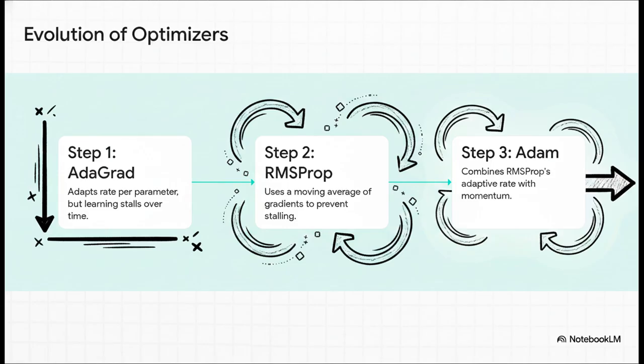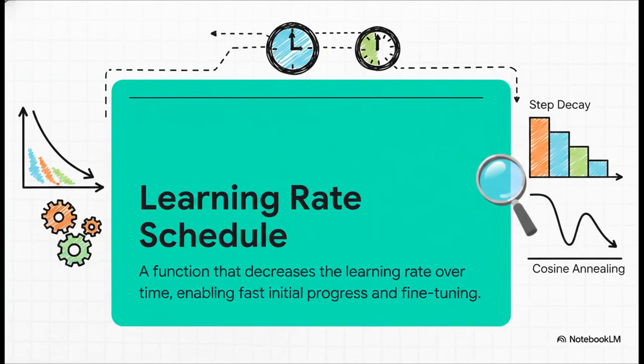It combines that adaptive learning rate from RMSprop with this idea of momentum, a moving average of the gradient itself, which helps it blast through flat spots. It's just an incredibly effective all-in-one optimizer. But even with a powerhouse optimizer like Adam, you still have this global learning rate you need to manage. And that's where a learning rate schedule comes in.